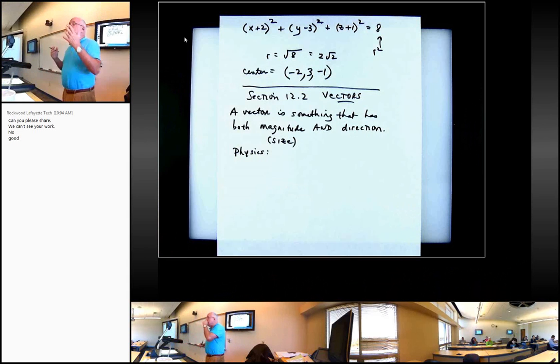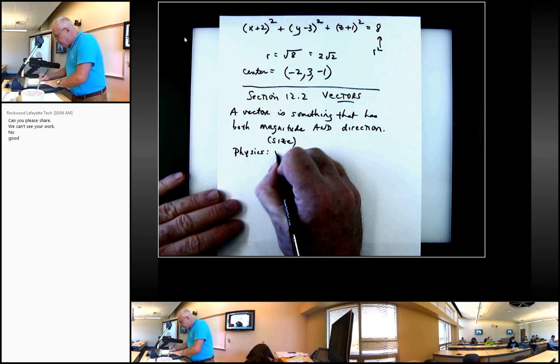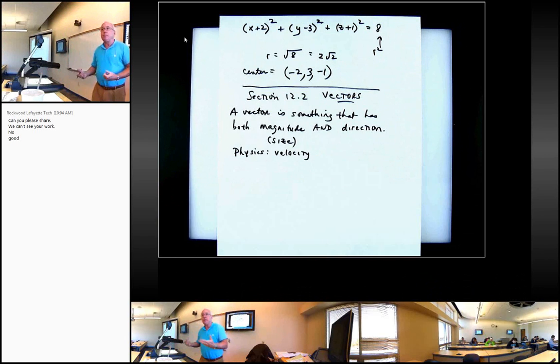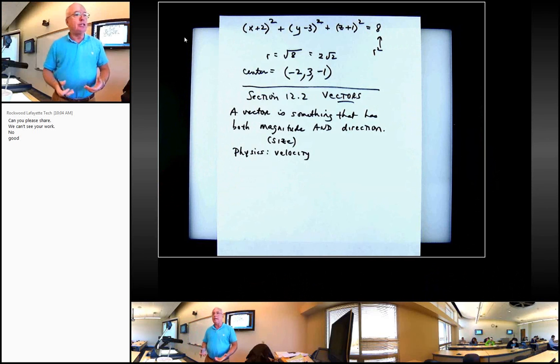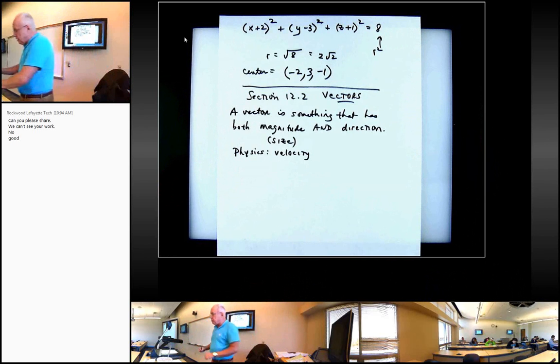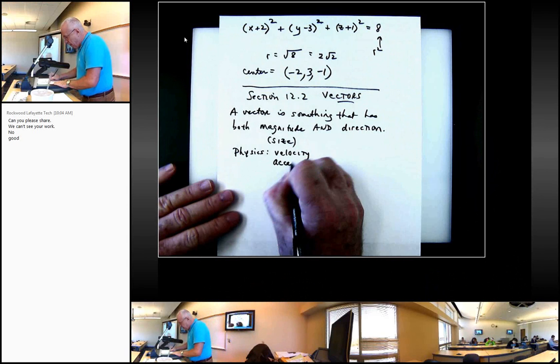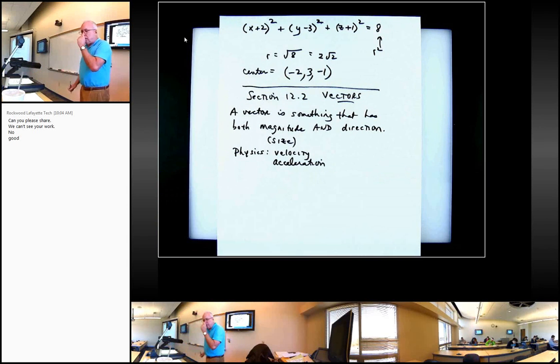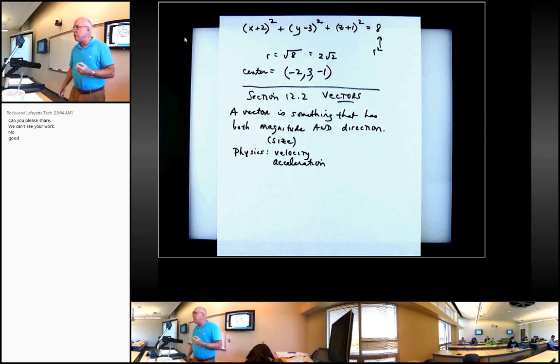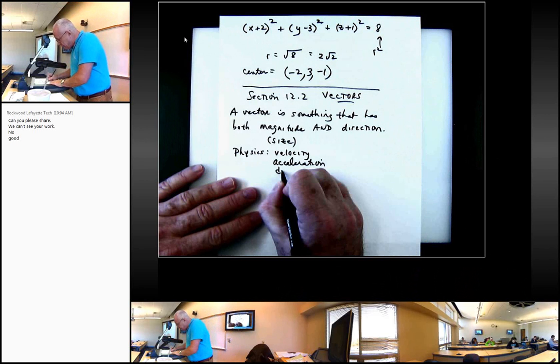Certainly velocity. A velocity has a magnitude, that's how fast you're going, but it also has a direction. Am I heading this way? Am I heading this way? So velocity. And also the next thing up from that is acceleration. Acceleration has a magnitude and you're accelerating in a direction. Also, a displacement vector, that's a change in your position. That has a magnitude and a direction also, and that's called a displacement vector.